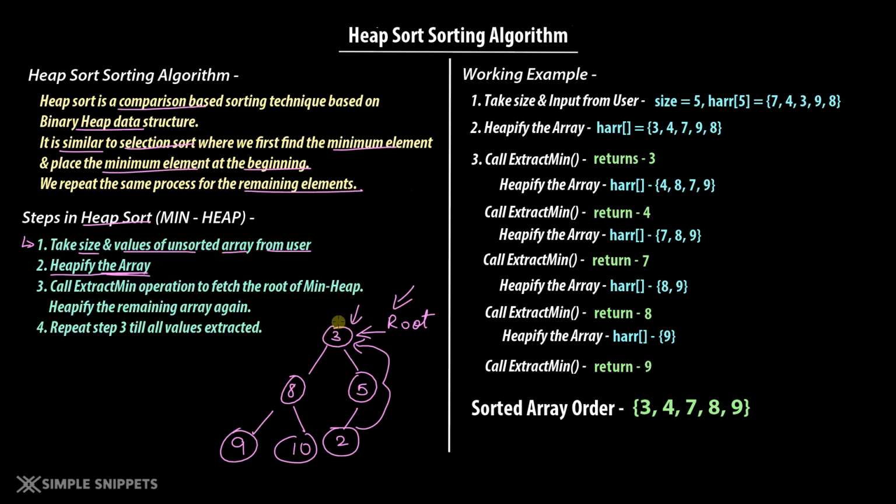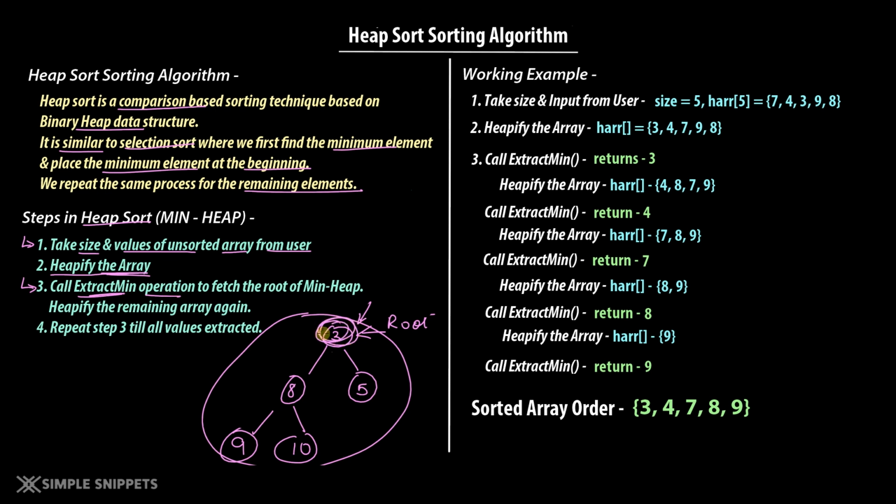Okay. But now since we are dealing with min heap, let's talk about min heap only. But the concept here is very clear. We are going to use this property of min heap. So we know that at the topmost root level, we have the minimum value. So once we heapify the array, we will get something like this. And then we will call extract min operation, which will fetch us this root node and completely remove it.